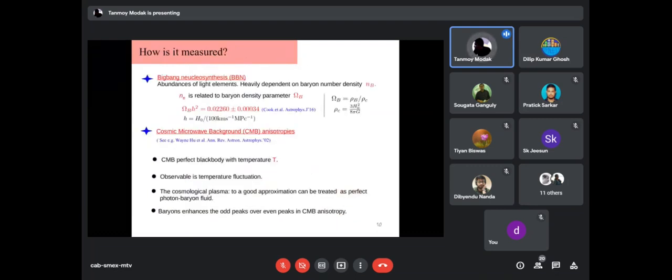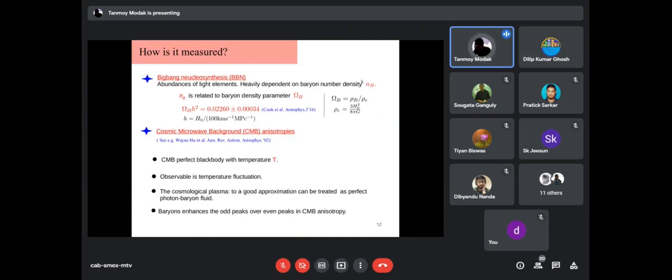All right. So how is it measured? There are two ways to measure this matter-antimatter asymmetry. First, abundances of light elements. Light elements, which I mean is deuterium, lithium, and helium, and in how large quantity they are available in the observable universe. From that, one can actually infer what is the current baryon number density of the universe.